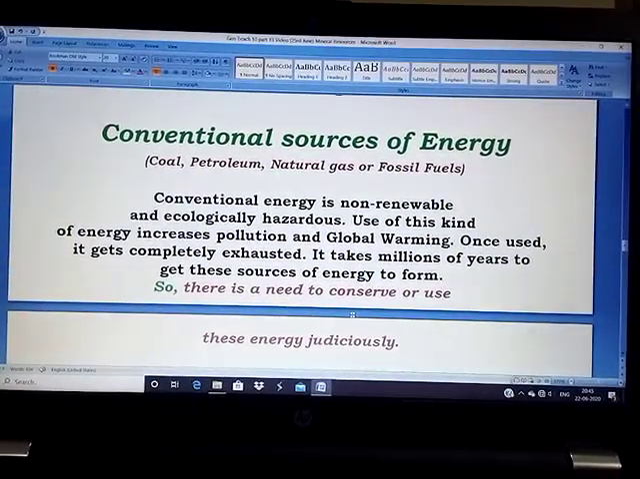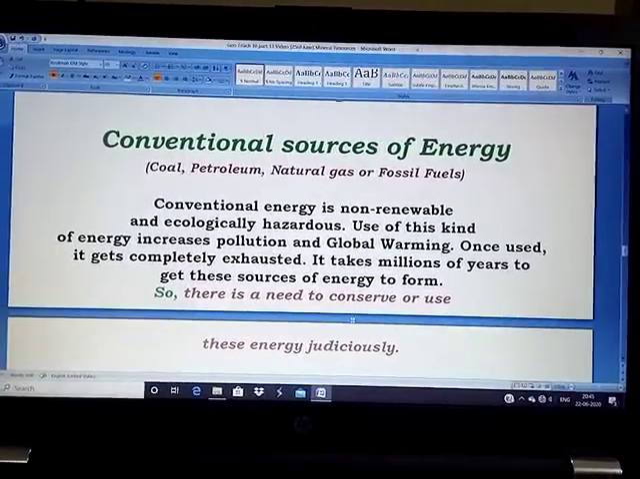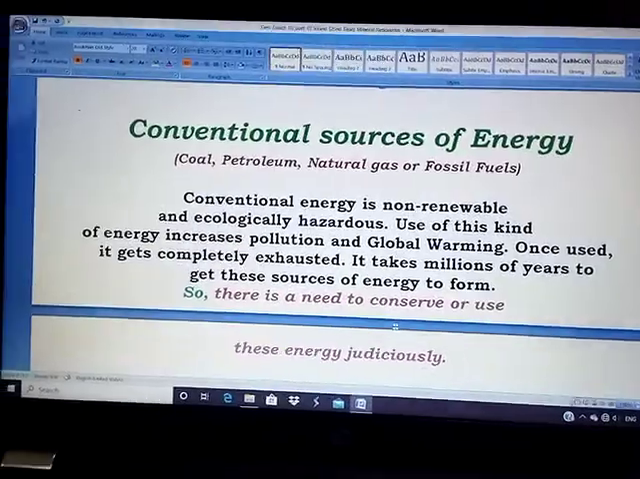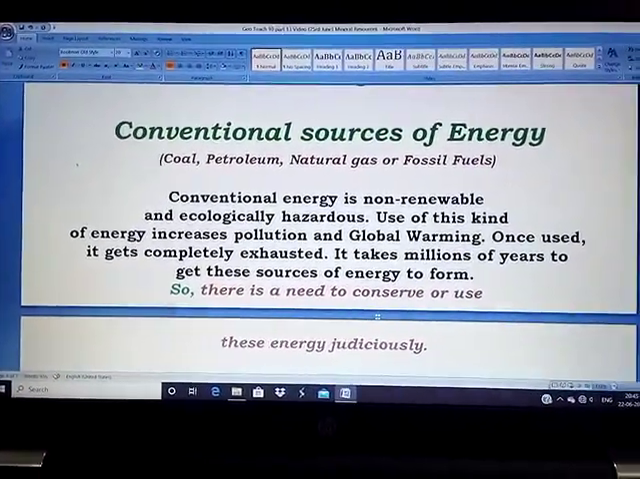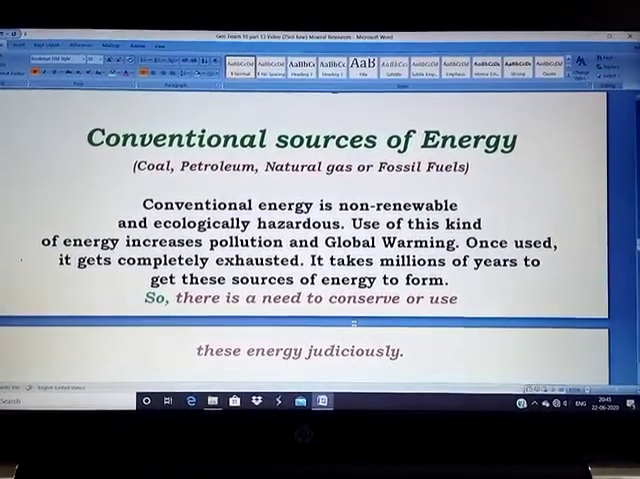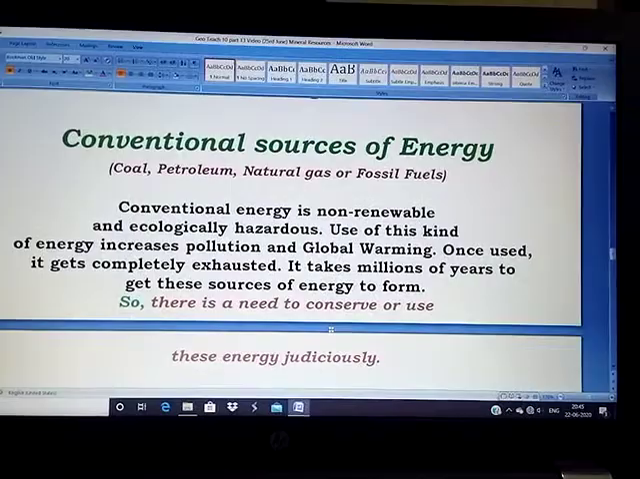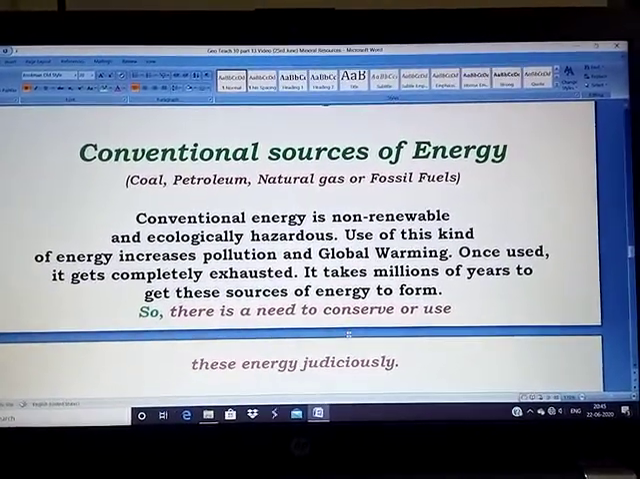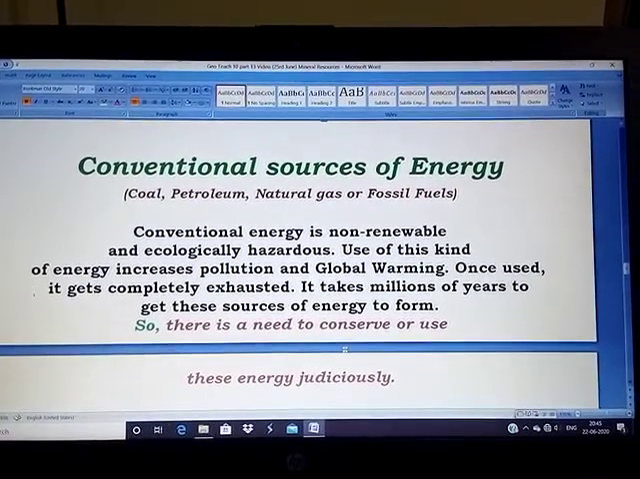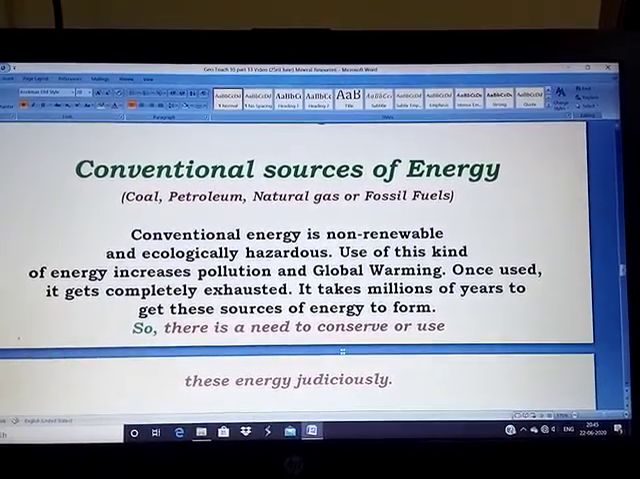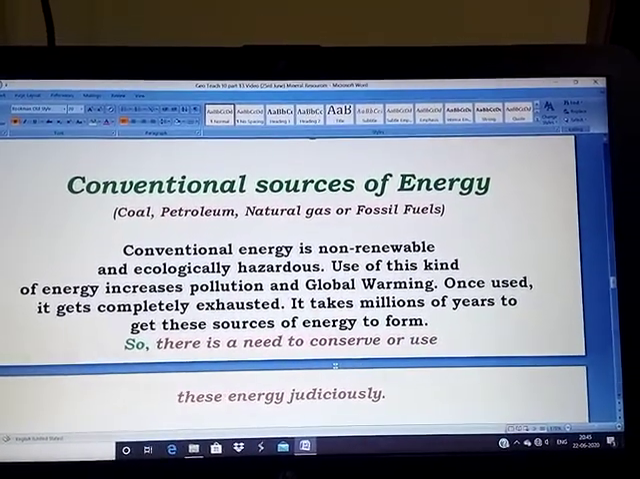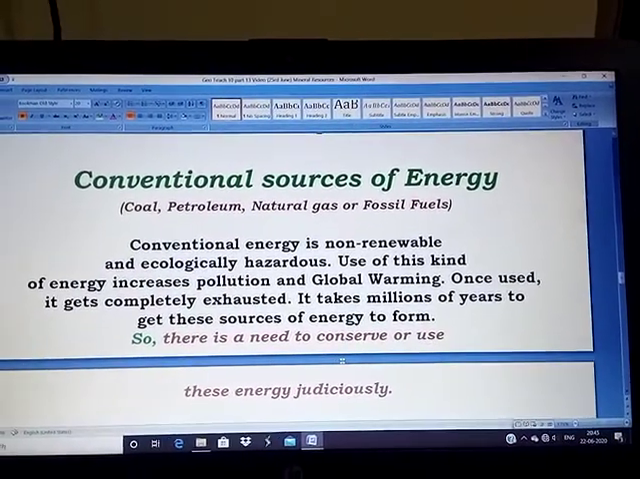Next topic will be discussing yet another, because we have finished the metallic minerals. Now I will be talking about some non-metallic or other type of materials. In this connection, let us just remind ourselves, there is the term we'll be using called the conventional sources of energy. Obviously, the examples of these conventional sources of energy are coal, petroleum, natural gas, and fossil fuels.